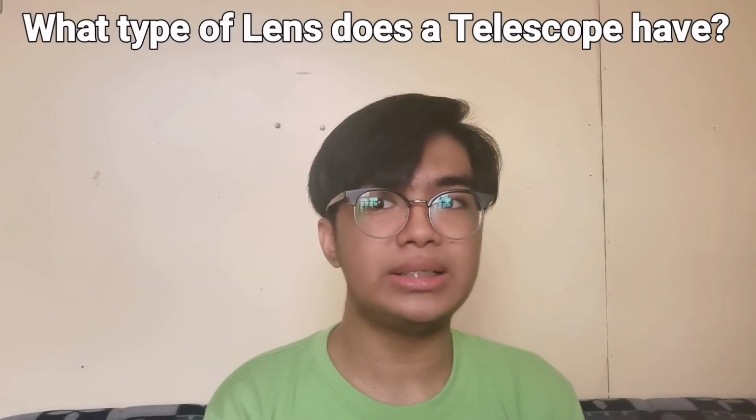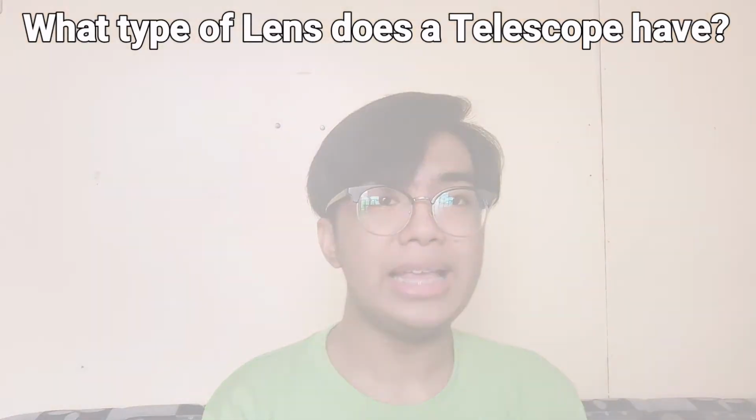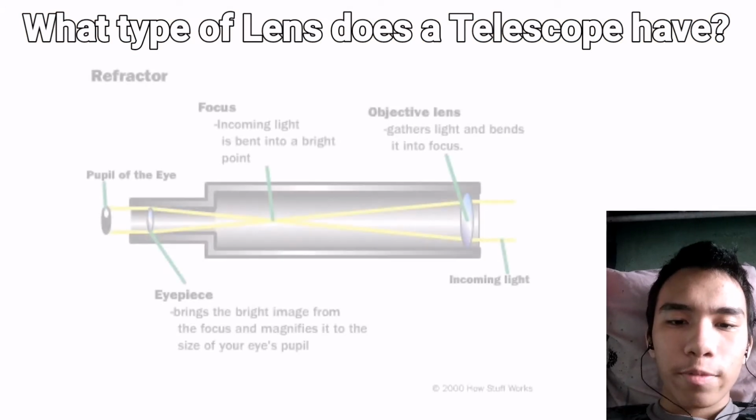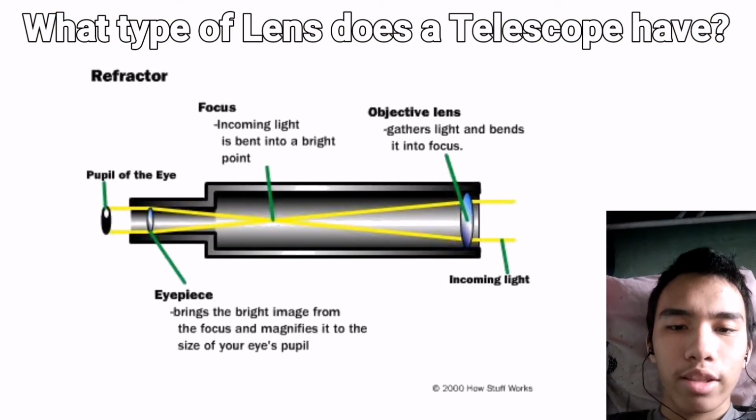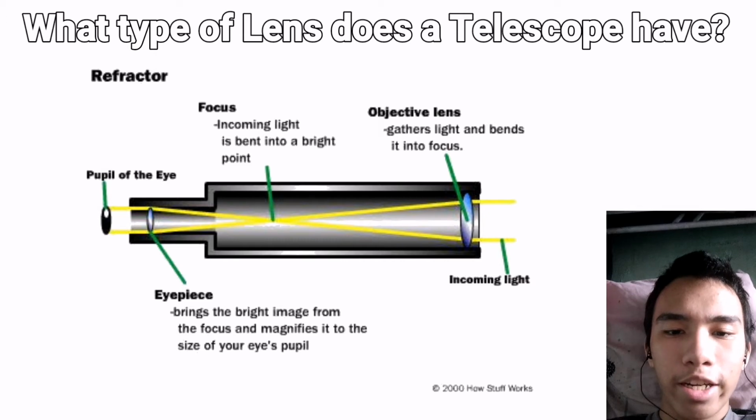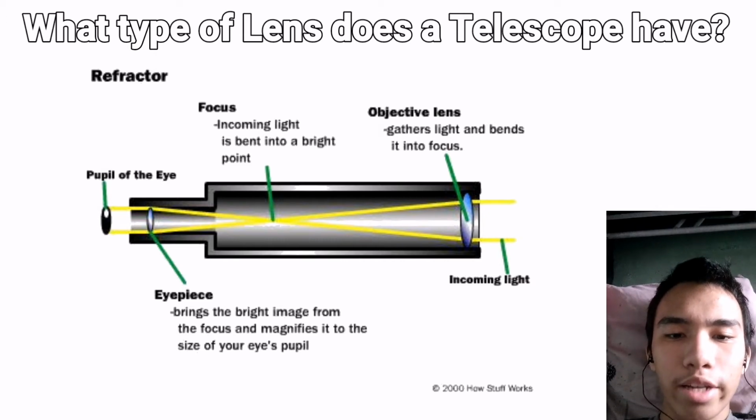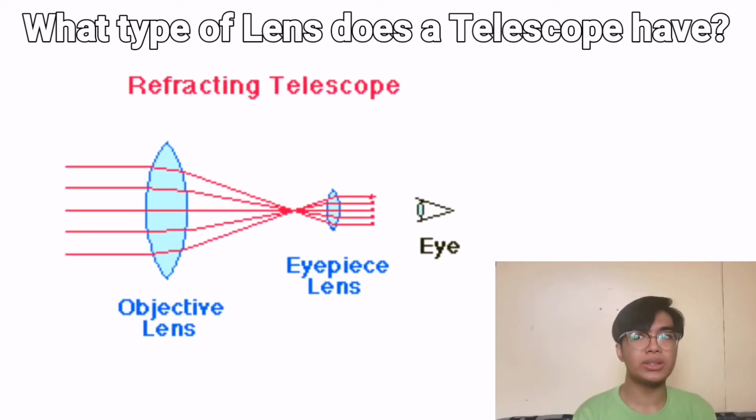So what type of lenses does a telescope have? Refracting telescopes have two lenses that focus light, thus making objects appear near and small. Those two lenses are convex lenses. They bend the light inwards. A telescope focuses the light and makes distant objects appear brighter, clearer, and magnified.